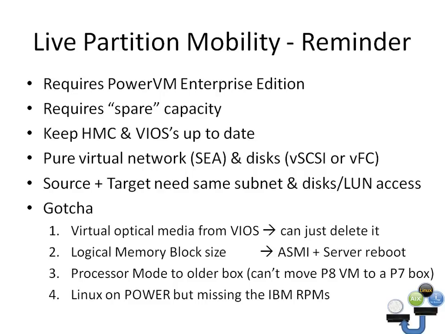A couple of gotchas, some of them get me all the time. I use these virtual DVDs quite a lot from the VIO server, and you can just delete that if you're finished with it. So the logical memory block size can catch you out as well. Each machine, depending on how much memory is in it, could end up with a different logical memory block size. Typically it's about 1/1000th of the size of the memory, but they have to be the same on the source and the target machine. You have to change that in the ASMI menu and reboot the server to get that done, so it's good to do that when the machine initially arrives.